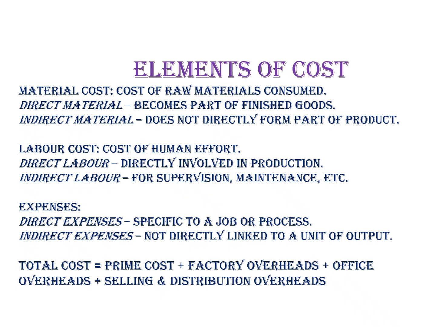Direct materials are those materials which become part of the finished goods, that is, which are used for the production process. Indirect material does not directly form part of the product. Labor is nothing but the wages we spend for human effort. It can also be divided into direct labor and indirect labor.